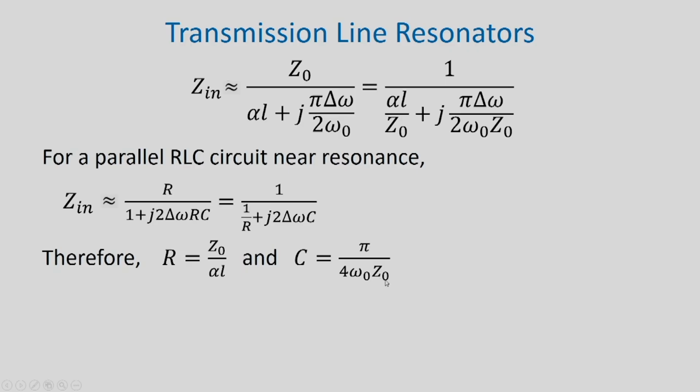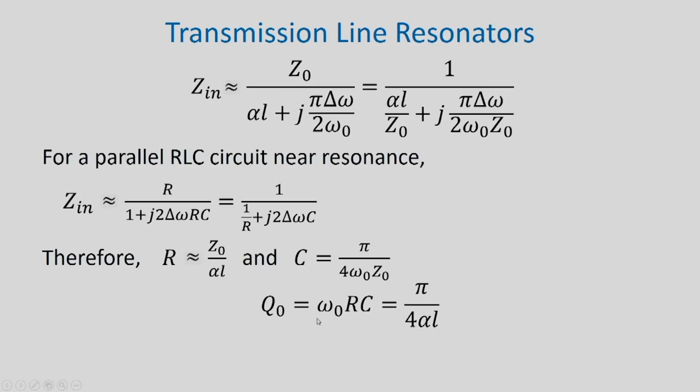And once we have the values for R and C, we can calculate the value of L if required, and we can also calculate the unloaded Q. Q naught is equal to omega naught R C, which is given by pi by 4 alpha L. Once again we see that for low alpha L we have high values of unloaded Q.